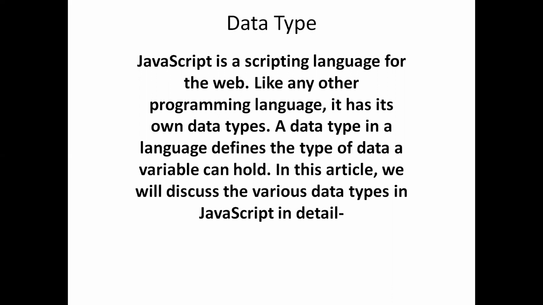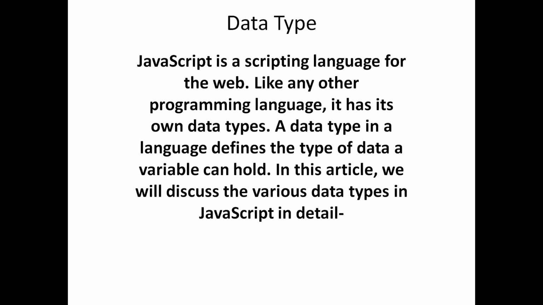So first, let's look at the data type definition. A data type in a language defines the type of data, which type of data we will use. It describes the type of data a variable can hold. So if you use a variable, which type will it be? String type, number type, boolean type. So a data type defines the type of the variable's data.